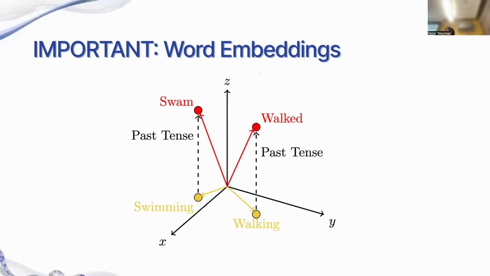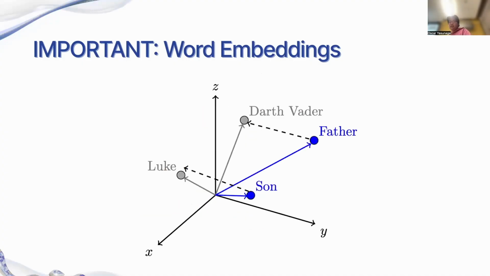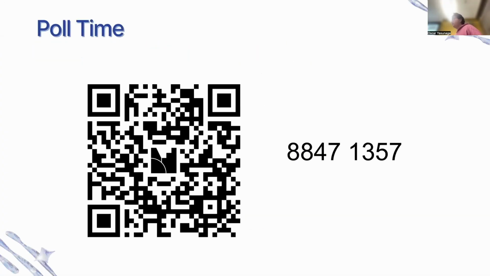You can do this for a bunch of things like swam, walked, swimming, walking. These are just cherry picked. Does it actually occur in the model? This is a question that you guys can answer. Okay.